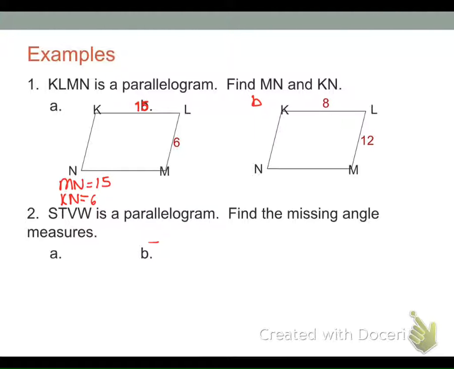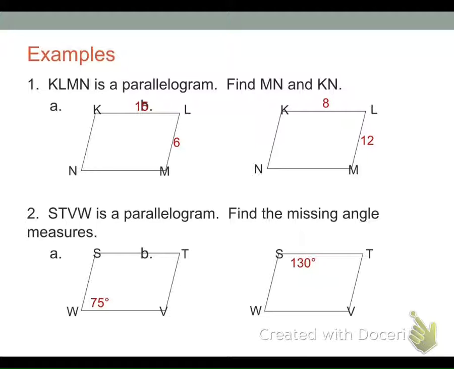On this side, we're doing the same thing. We're interested in finding MN and KN. When we look at these, we see the side opposite of KN is what? 12. And the side opposite of MN is? 8. So opposite sides are congruent. If we know the opposite side, we know what the measure is as long as it's a quadrilateral, a parallelogram.